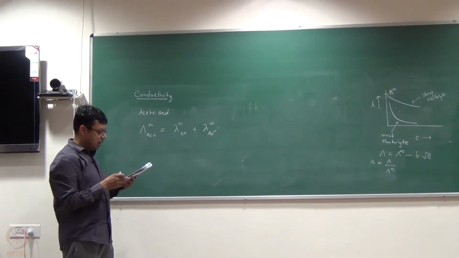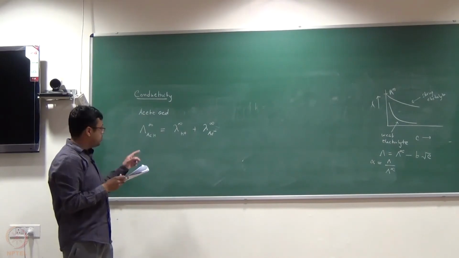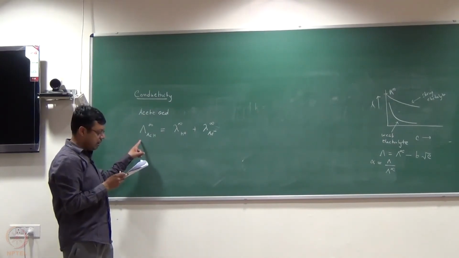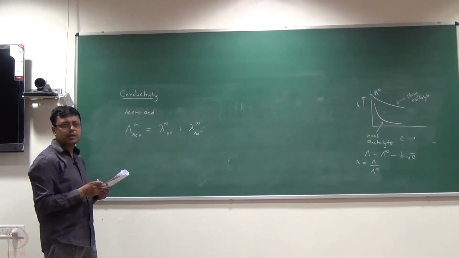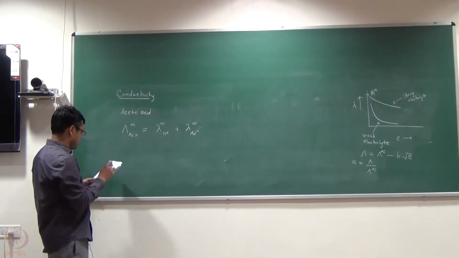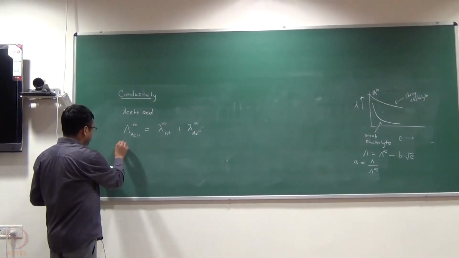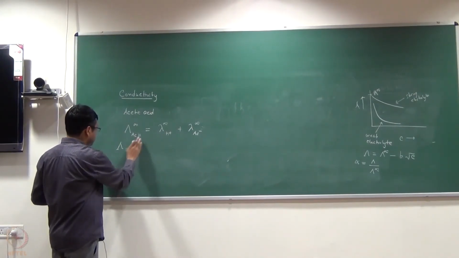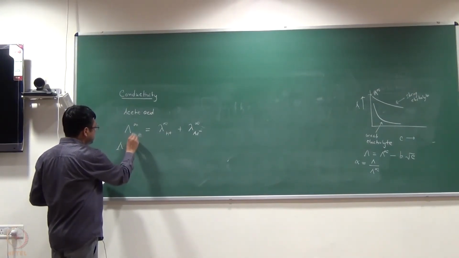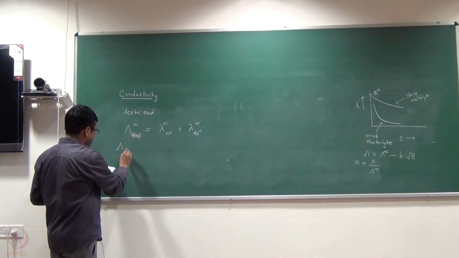Now there is an interesting thing. Suppose I have acetic acid plus, say, something else, like NaCl. So how can we write it? Lambda acetic acid. I was writing it as ACH, you can write it as HAc.